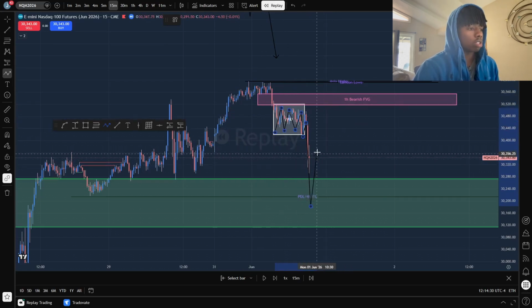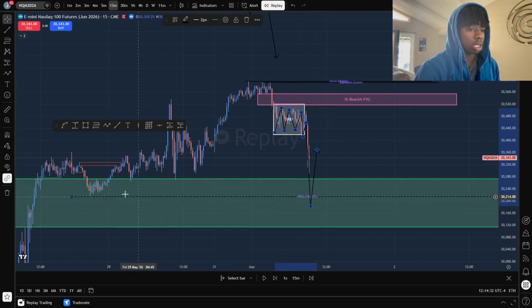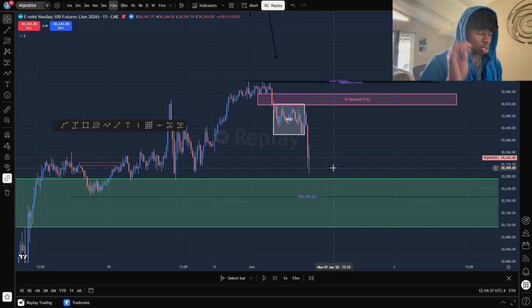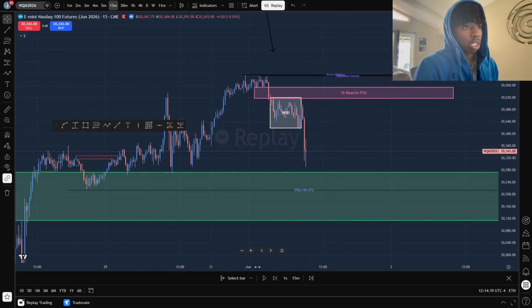We were currently inversing a 4-hour, so I was just going to take a mech model because if we get internal manipulation right here, we are good to take a mech model. So that's what I wanted to see off open.